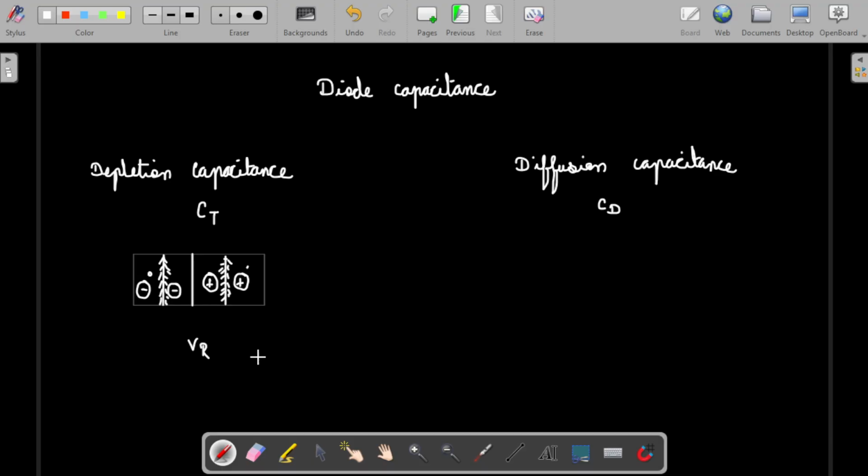In forward bias, diffusion capacitance will come into picture. So let's now see about the first one, which is depletion capacitance. So depletion capacitance can also be named as transition capacitance or junction capacitance. Okay, so when the reverse bias voltage to the PN junction is varied, the effective capacitance will change. So this is the normal capacitance formula that we all know, whose unit is farad.